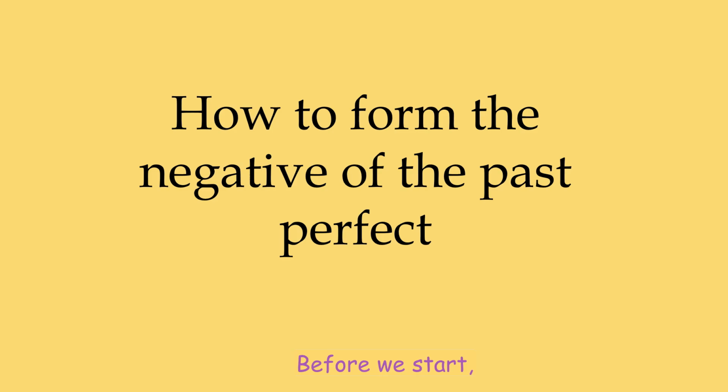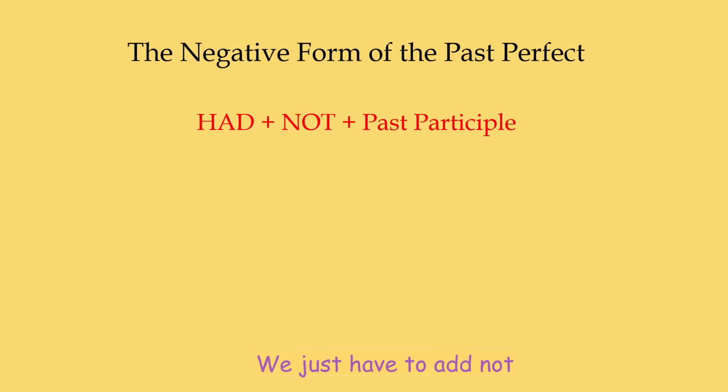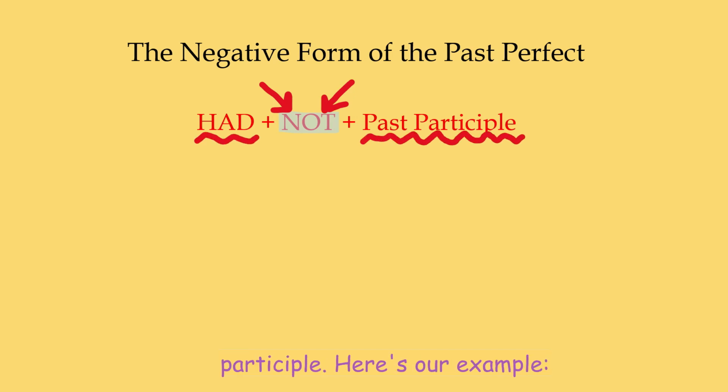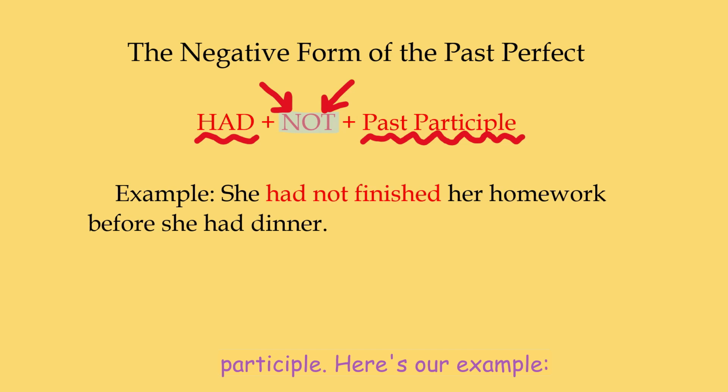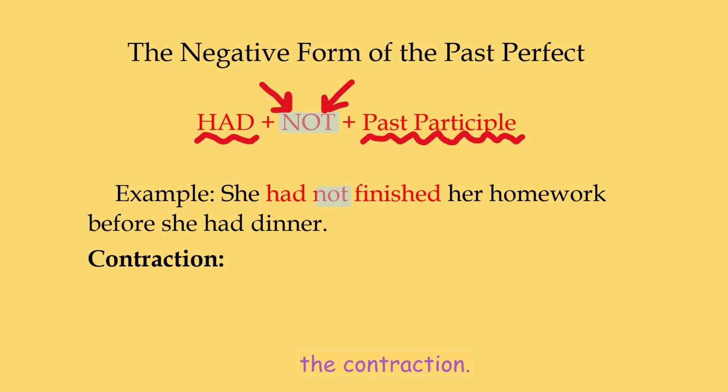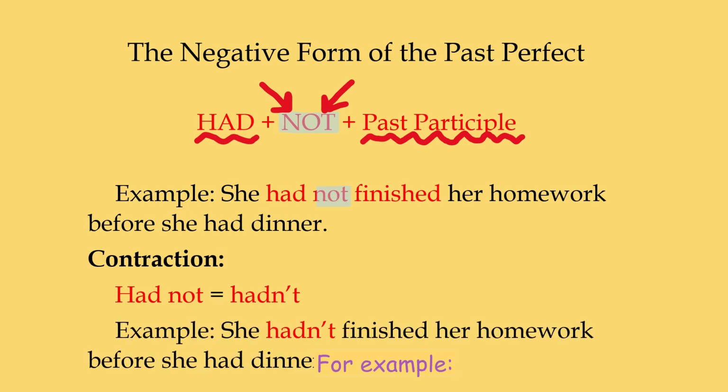Before we start, let's look at how we form the negative of the past perfect. It's very simple. We just have to add not to the sentence, and the not comes between the helping verb and the past participle. Here's our example. She had not finished her homework before she had dinner. And here is how we make the contraction. Had not becomes hadn't. For example, she hadn't finished her homework before she had dinner.